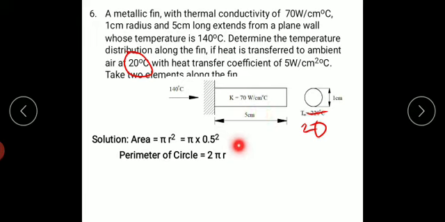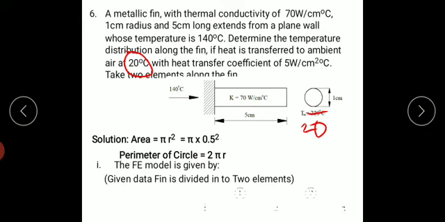So pi r square is the area. Perimeter of the circle is 2 pi r. Why do I need to consider the perimeter? Because the total circumference is where the convection is happening. That is what the perimeter is. Okay, what is the first step I need to consider?